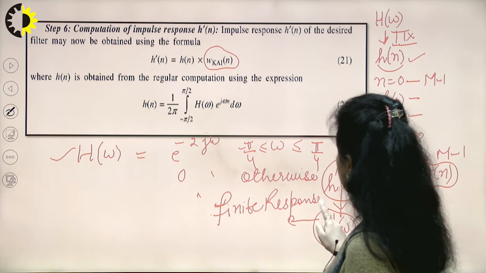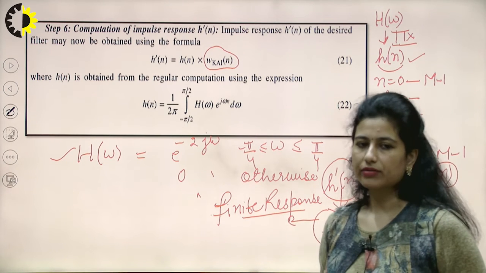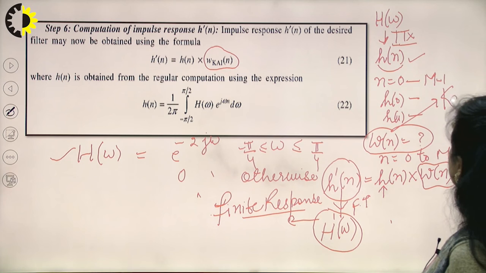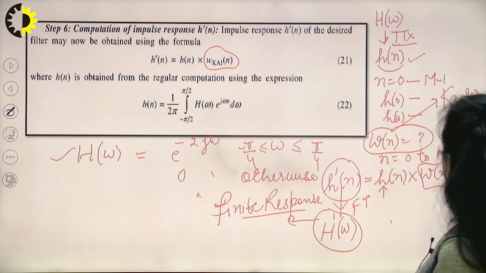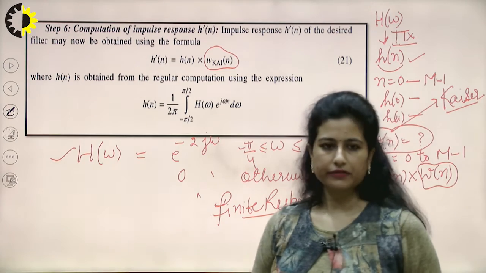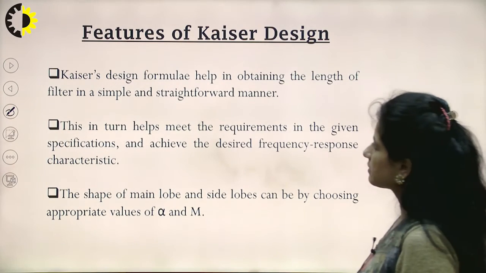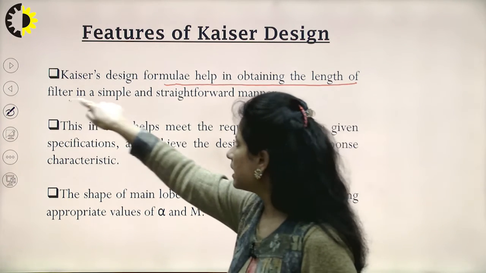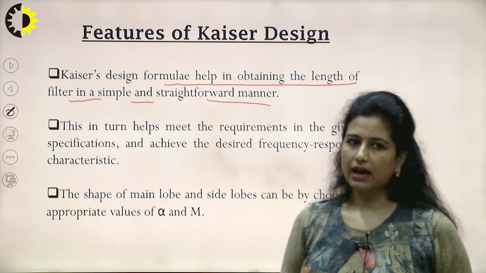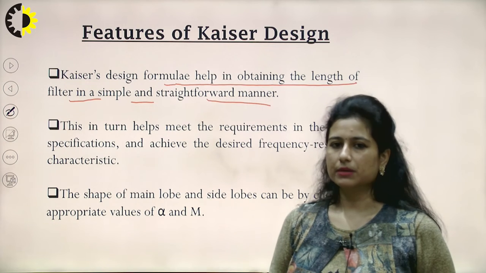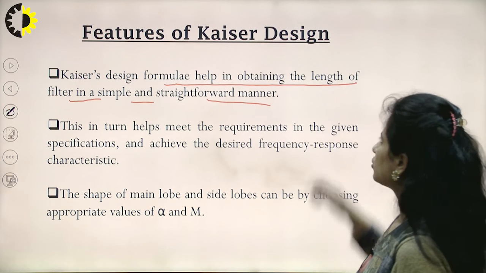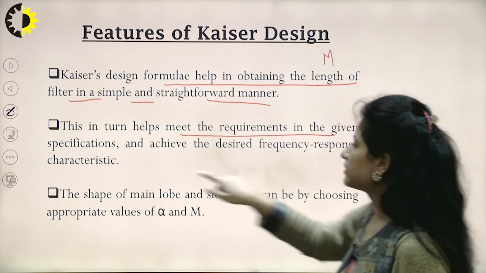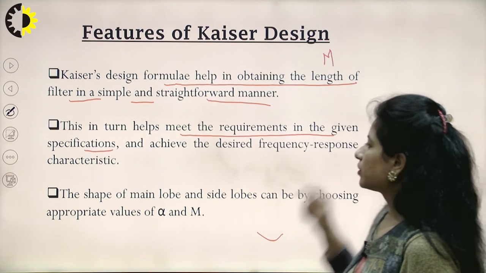But this finite response would be practical and the desired response, because the window function that we have taken here was the Kaiser window, giving me the best possible excellent result for the response that I designed for the FIR filters. So what are the different features of the Kaiser window? These are empirical formulae and they help in obtaining the length of the filter in a simple and straightforward manner. In empirical formulas, I am substituting values and getting the length of the filter, that was m. It helps to meet the requirement in the given specification and achieve the desired frequency response characteristics.